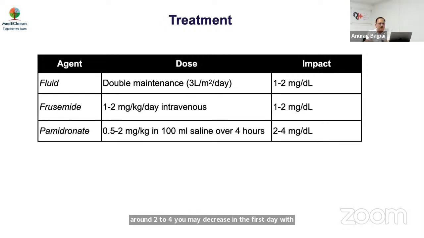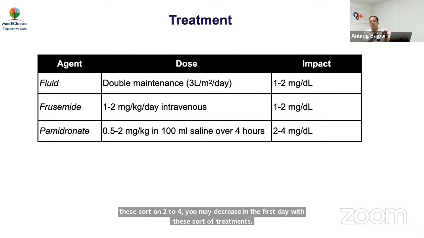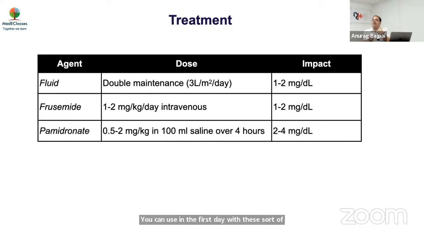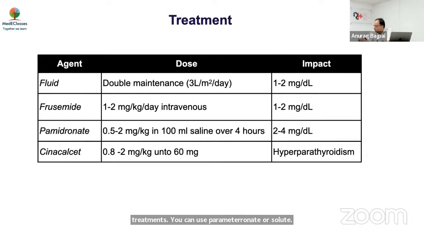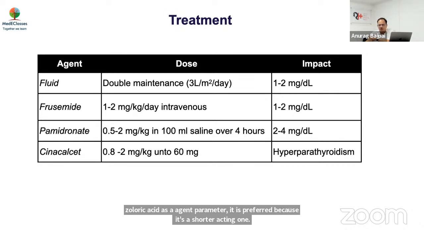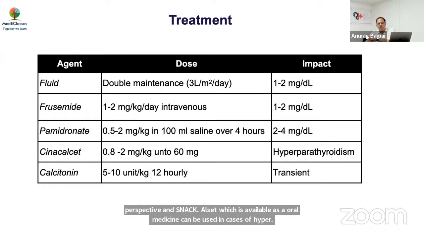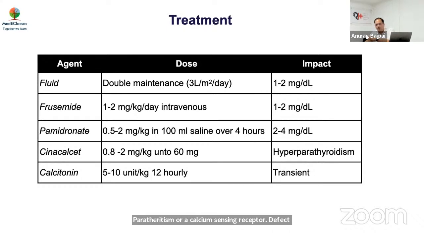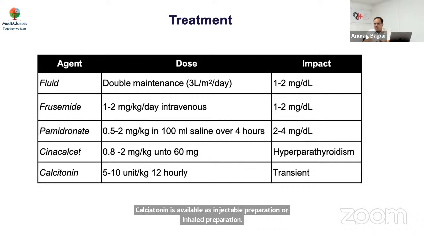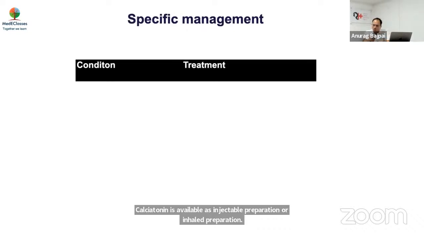You can use pamidronate or zoledronic acid as an agent. Pamidronate is preferred because it's a shorter acting one, so you will not have a very long effect. And cinacalcet, which is available as an oral medicine, can be used in cases of hyperparathyroidism or a calcium sensing receptor defect. Calcitonin is available as an injectable preparation or an inhaled preparation. The risk is that this is transient and tachyphylaxis will develop soon.